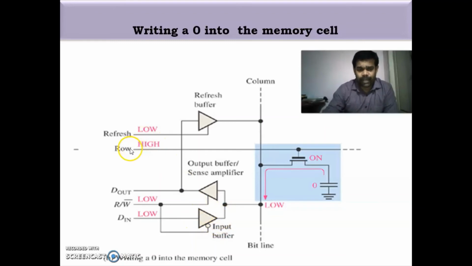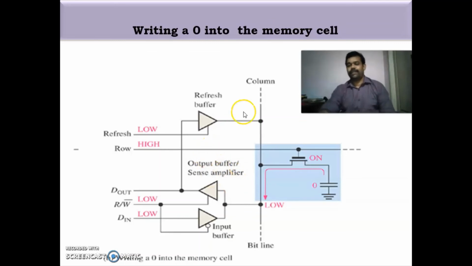Now we have made the row line high, so this transistor is on. Now we are giving input low. We are writing a 0. So we are giving a low input to the input buffer. Since this input buffer is enabled, you will get a low at the output, so this column line will become low. So this capacitor will not charge. If it has charge, then it will start discharging.